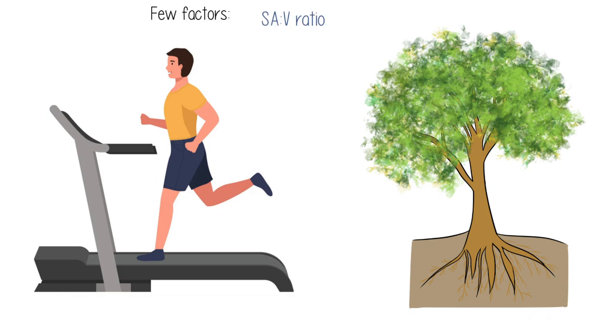The first one being the surface area to volume ratio. So, how large the organism is versus how small the organism is. Organisms that are smaller will most likely not need a very complex transport system, but as the organisms grow in size, they tend to require more complex transport mechanisms.